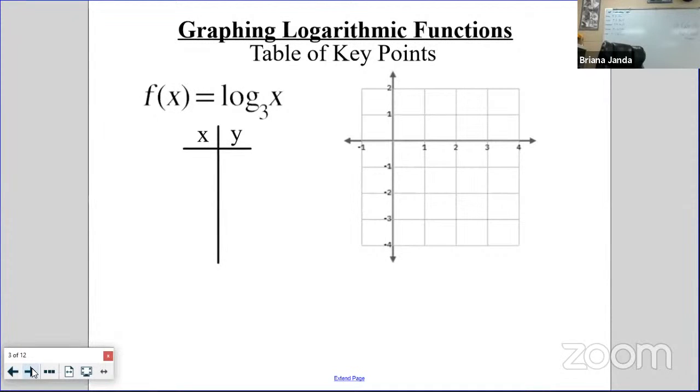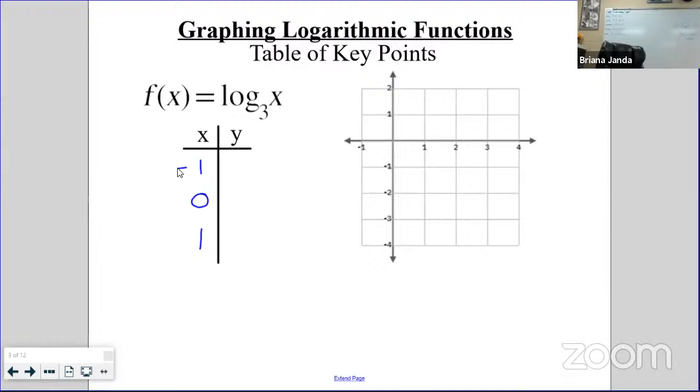Okay. So how are we going to find our table of key points? Typically, we started in this x column. Everything we've always done is plugged in x's. But we're going to think backwards, and this is not really how this is supposed to work, but it is the inverse of an exponential graph. Exponentially, we would have put -1, 0, and 1. Don't write that because we're going to erase it in your x column.